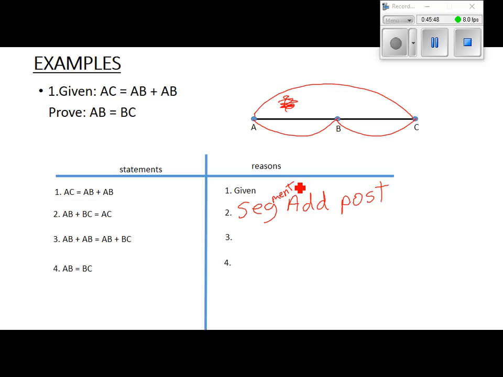Next one. Look at what we have here. Look at number 1, number 2. You see anything in 1 and 2 they have in common?